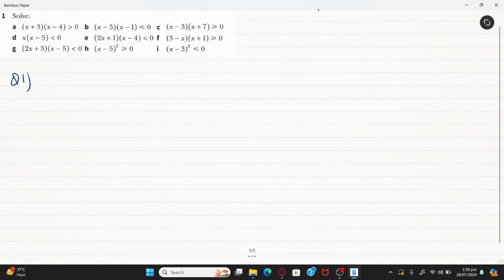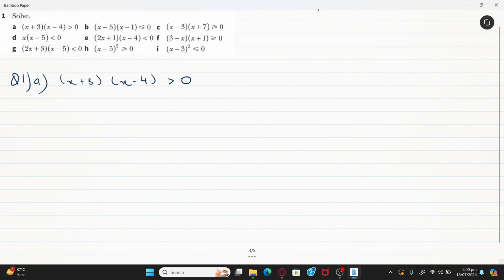For question 1a, we are going to solve the inequality (x + 3)(x - 4) is greater than 0. By the way, please do not go ahead right now. First, let me explain this part as a whole, and then you can proceed on to the other questions if you want to see them. Let me explain this question first, and then you will get a really great concept of this exercise.